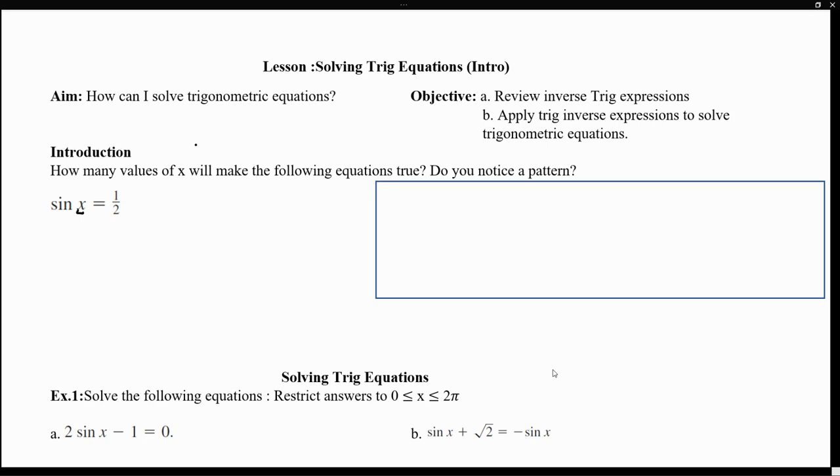Notice that 1/2 is one of those values that we do have from a unit circle. So perhaps it will be a good idea for us to look at our unit circle. And remember what we're looking for. We're looking for angles that, if we plug them into the sine function, give me an output of 1/2. So let's look at our unit circle now.